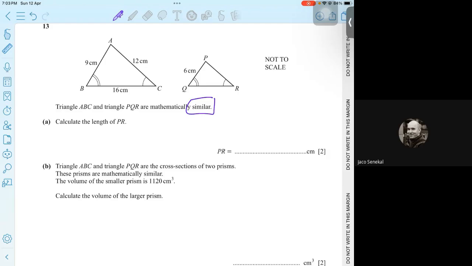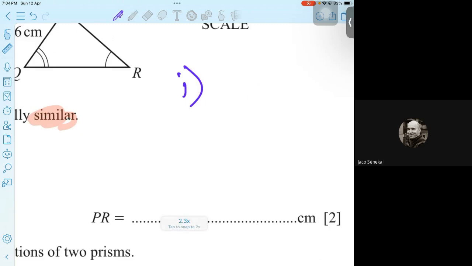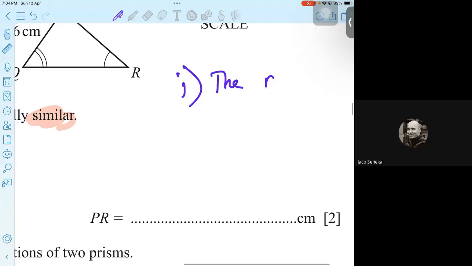So let's start. We have 2 triangles. One is ABC. The other one is PQR. The question already tells me that they're similar, so I don't have to prove whether they're similar or not. When I say that 2 triangles are mathematically similar, this means 2 things. Number one, the ratio of their sides is equal.